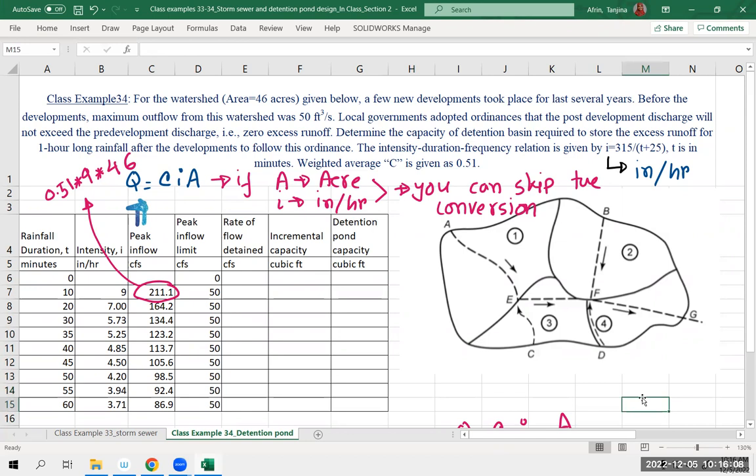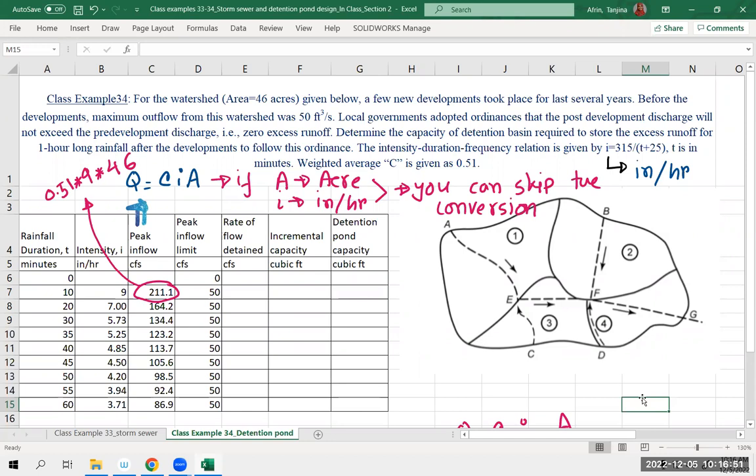Now, can anyone tell me what amount of water I need to take care of? Do I need to take care of that 211.1 cubic feet per second water, or I need to do something else? The 50 is the allowable limit, but I'm producing 211.1. So I need to take care of what? Except the extra thing which is after 50, right? Does that make sense to everyone? The 50 you can let go, but after 50, you're producing 211, so you need to take care of that 161, something like that, right?